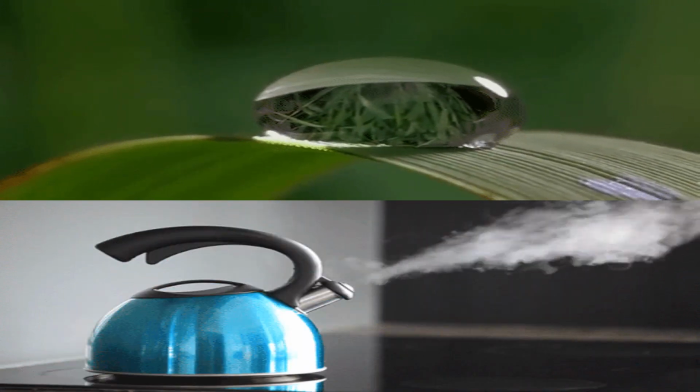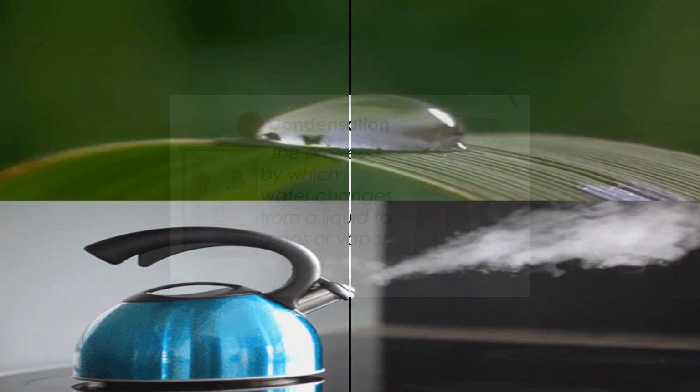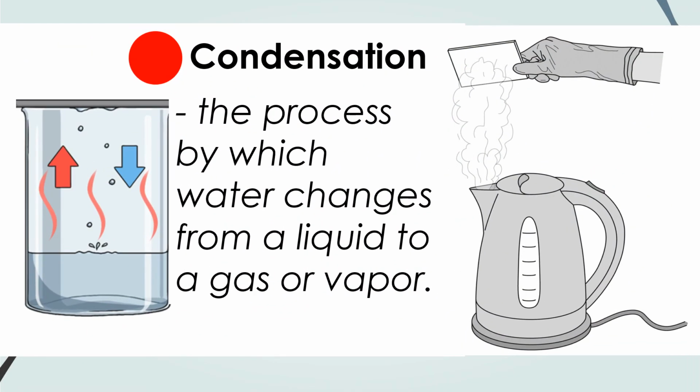As you can see in the picture, these are examples of evaporation. Condensation is the process where water vapor becomes liquid. It is the reverse of evaporation, where liquid water becomes a vapor. Condensation happens one of two ways: either the air is cooled to its dew point, or it becomes so saturated with water vapor that it cannot hold any more water.